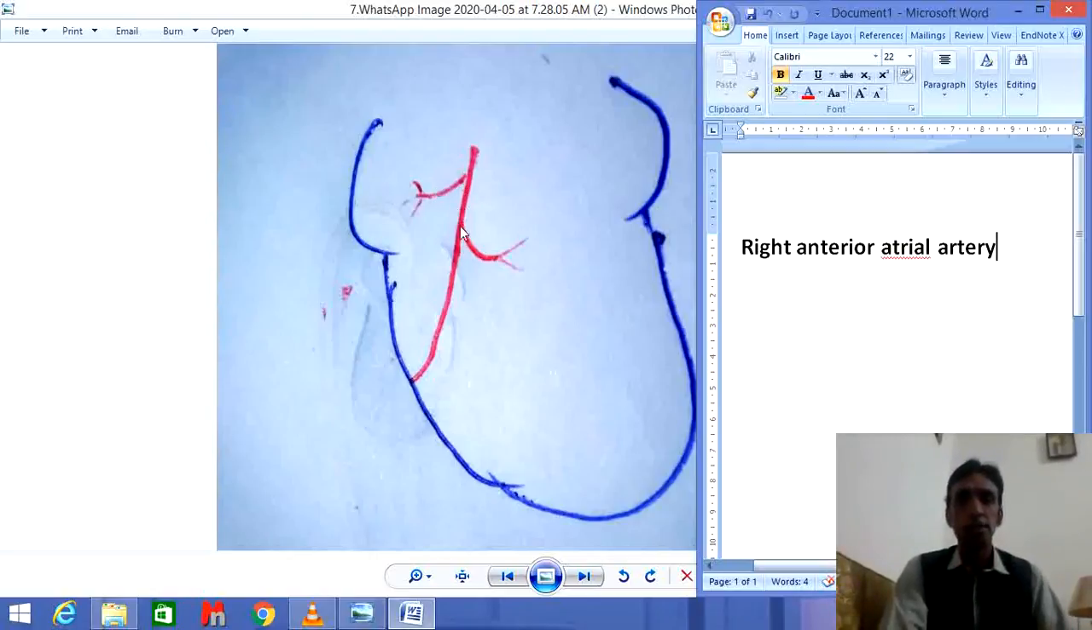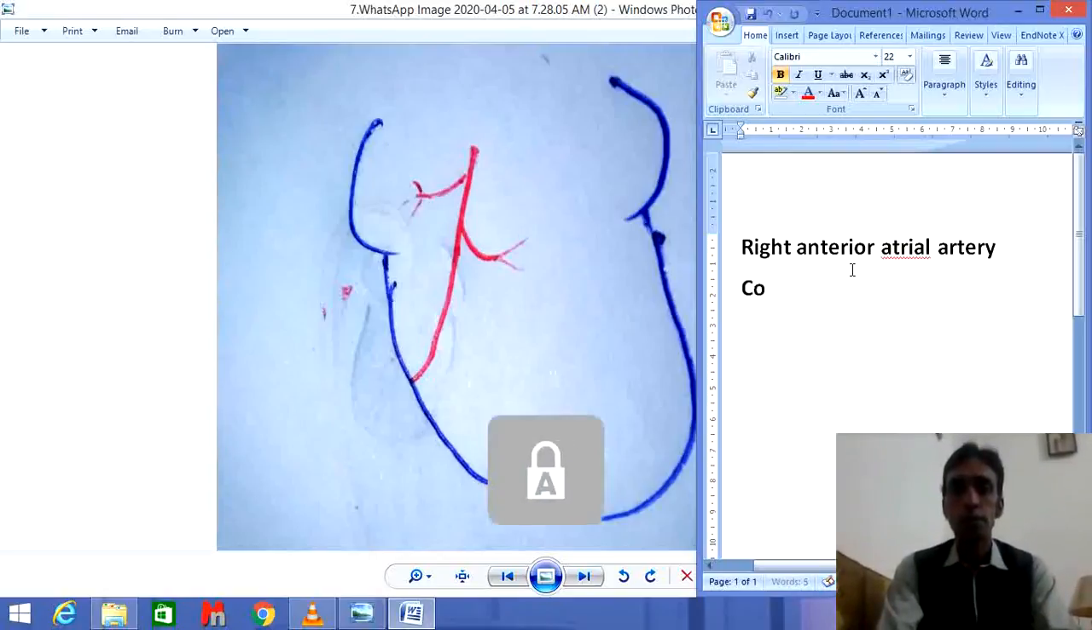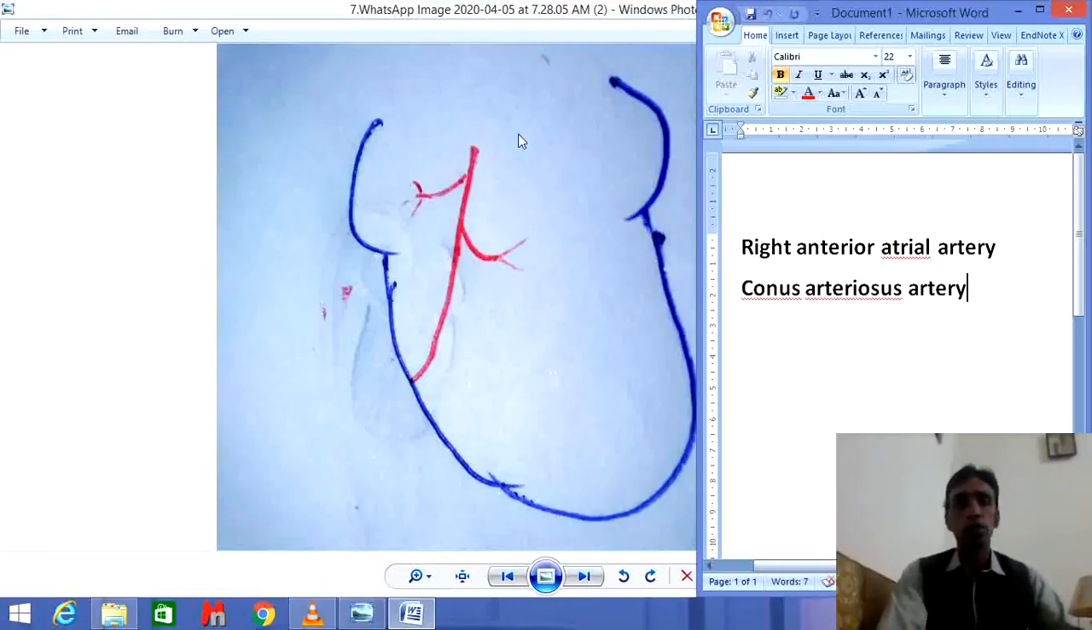The second branch of the right coronary artery is called conus arteriosus artery, because this branch gives blood to the conus arteriosus. Conus arteriosus is the part of the right ventricle that is in the cone shape, and that is actually part of the artery. That is why this is called conus arteriosus.